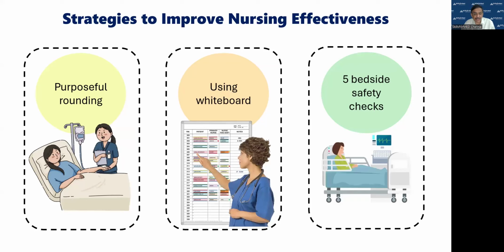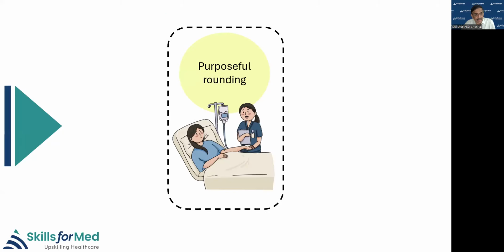You will do many others. But even if you don't do the others, if you do these 5 bedside safety checks, the majority of the errors will come down. So this is the 80-20 rule, doing a little bit to make sure that you achieve a lot. So first, let us look at purposeful rounding.